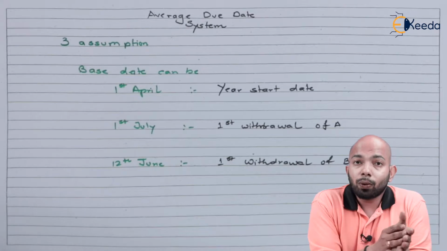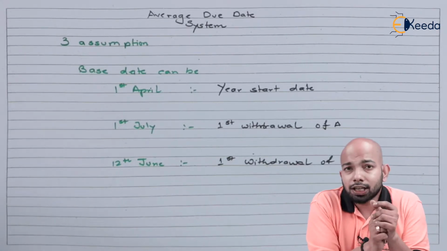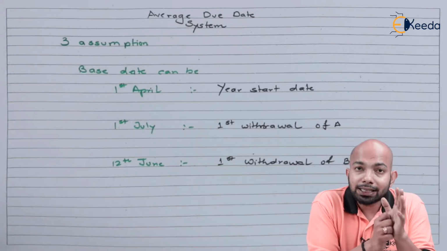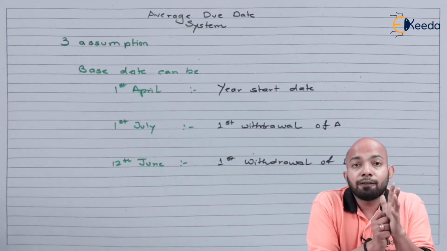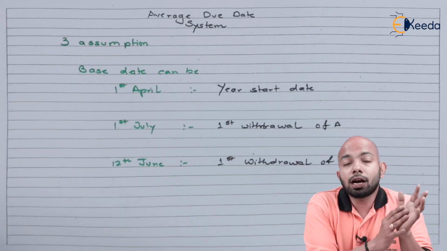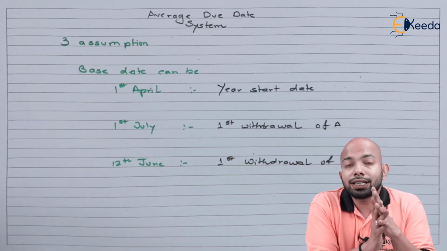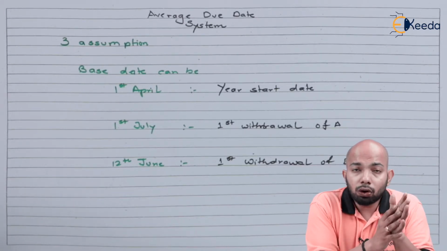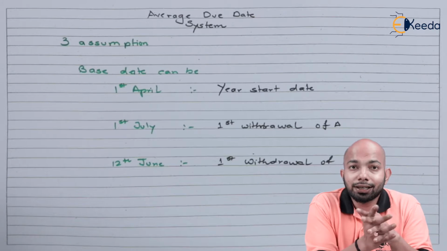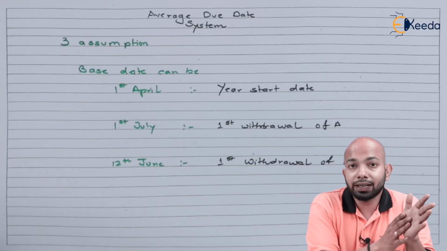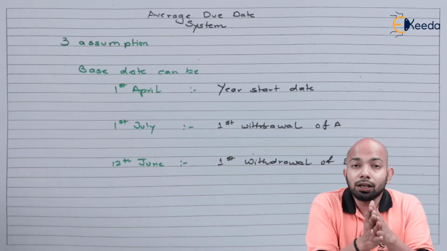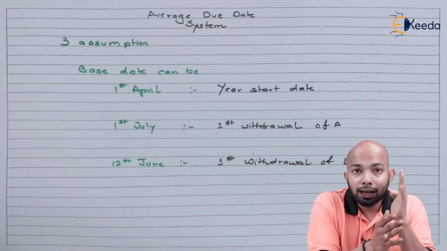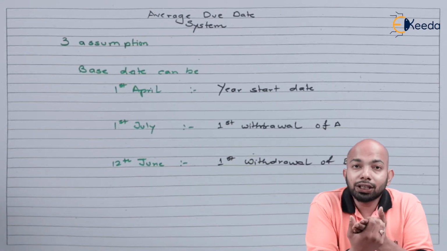Now in this situation, while calculating the average due date, we have taken three assumptions just for your reference. The base date can be 3 days basically. First, 1st of April, that is the start of the financial year, because the closing is 31st of March. So we can either take 1st of April as the start date, or we can take 1st of July as the start date, which is the first transaction withdrawal of A, or 12th of June, which can be the first transaction withdrawal of B. So either of them can be taken, and using this the average due date can be figured out.